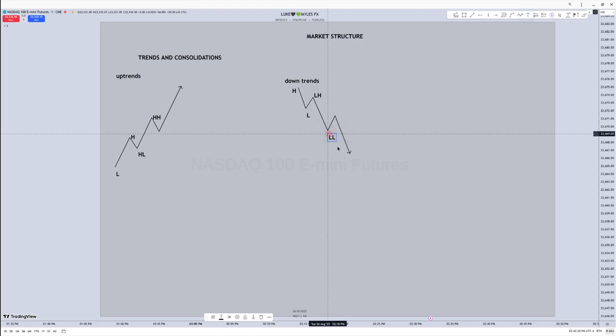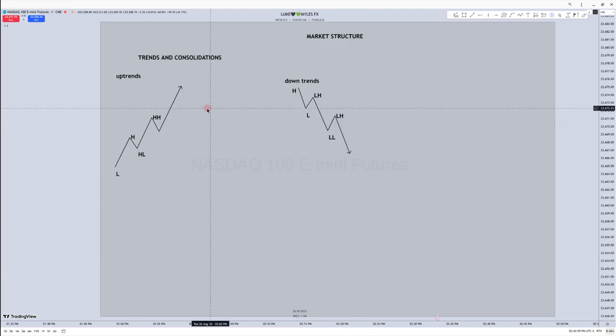Now this is a lower low. This high is lower than my initial high, so that would make it a lower high also. You understand? So this is a lower high, this is a lower low, and so on and so forth. This is also a lower low. Now if we make a high here and then drop lower, this is a lower high, then a lower low, like that.